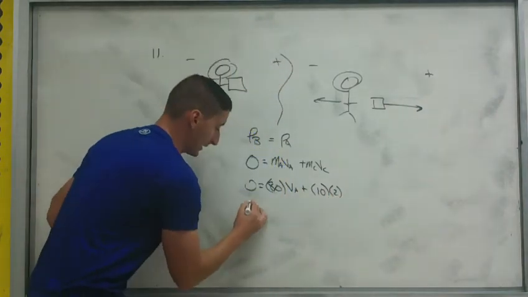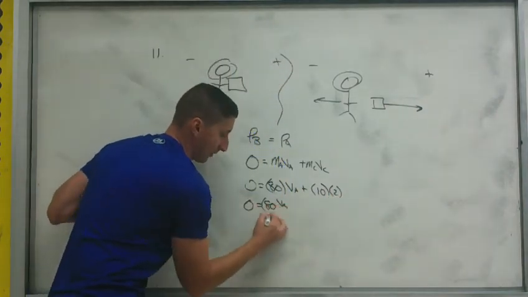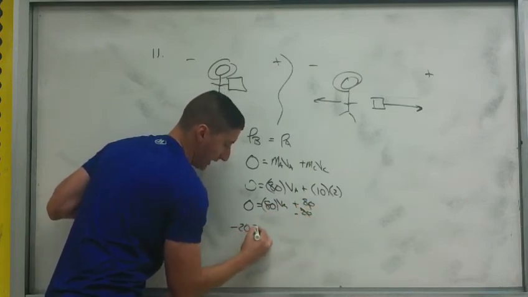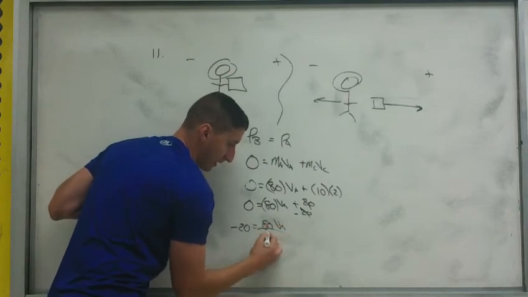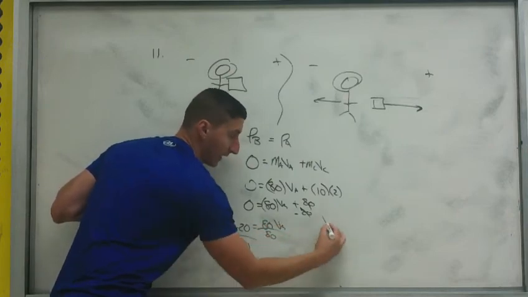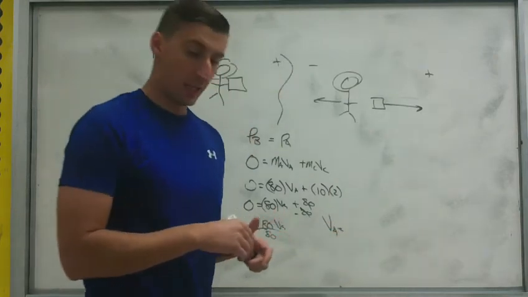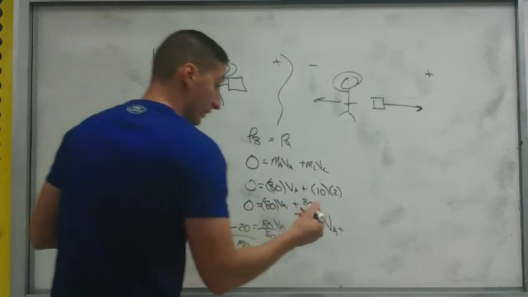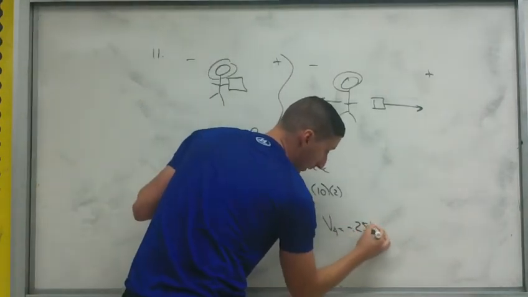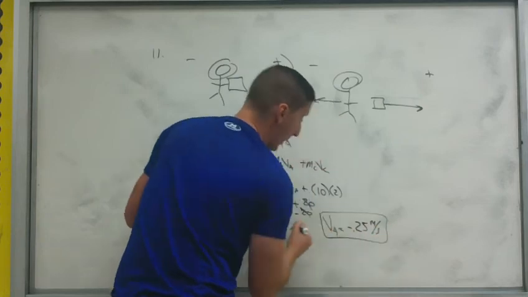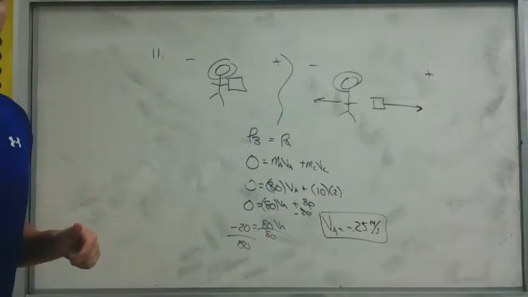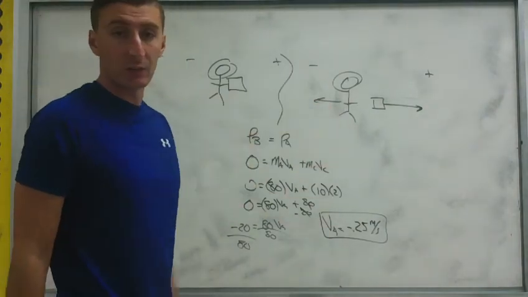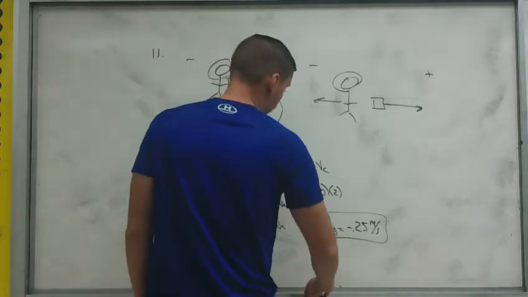So I go ahead and simplify. I get 0 equals 80 VA, velocity of the astronaut, plus 20. Subtract 20. We get negative 20 equals 80 VA. Divide by 80. I get velocity of the astronaut is equal to negative 20 divided by 80. I get negative 0.25 meters per second. All right, negative 0.25 meters per second. Should make sense. Like we said, his velocity is drawn in the negative direction. Pretty easy problem here, before and after.